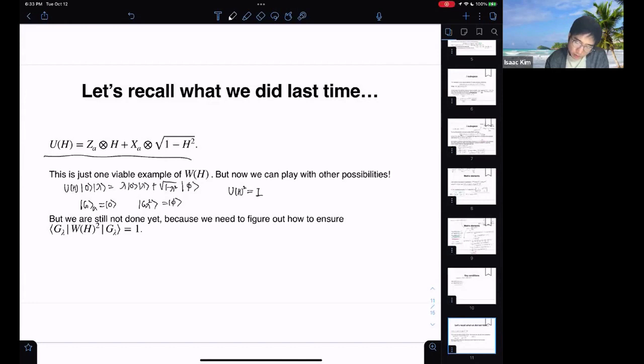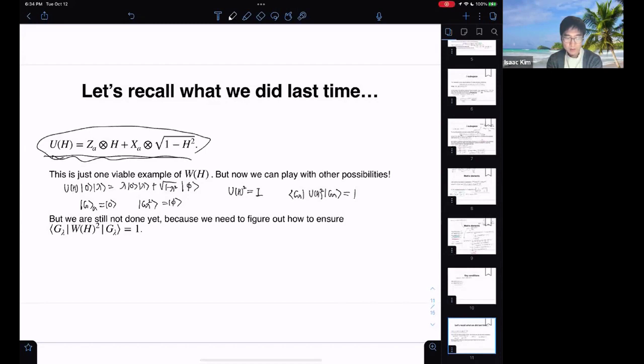And therefore, obviously, if you take the expectation value of U of H square with respect to G lambda, then you just get one. So indeed, U of H we discussed last time is one example of WH, which satisfies the key conditions we discussed in the previous slide. But you can see that the condition that we discussed is a much more flexible generalization of this U of H, because you no longer need to assume that U of H has this specific form. All you really need is to ensure that this equation holds. And of course, the equation that is analogous to this one also holds.